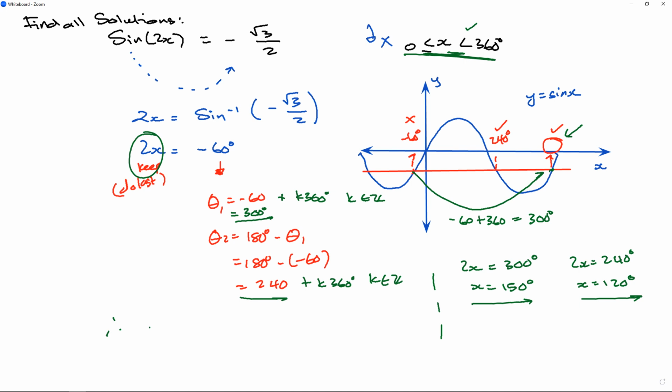And if we do a quick check, the moment I change x into 150, then 2x will become 300. So sine of 300 should give me that. And it should. It's actually in line with negative root 3 over 2, which is my y value. And if I do exactly the same thing with 120, I'll get sine 240. And sine 240 will get me the same solution. So the final solution here would be x equals 150 and x equals 120.